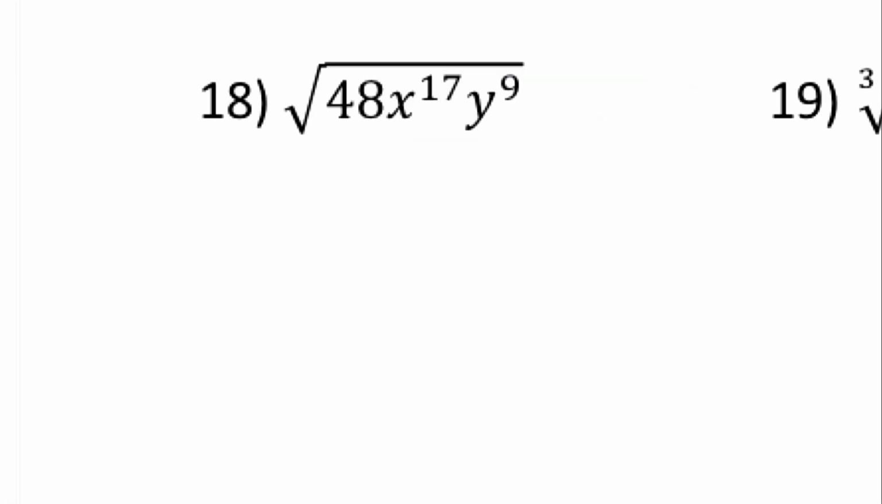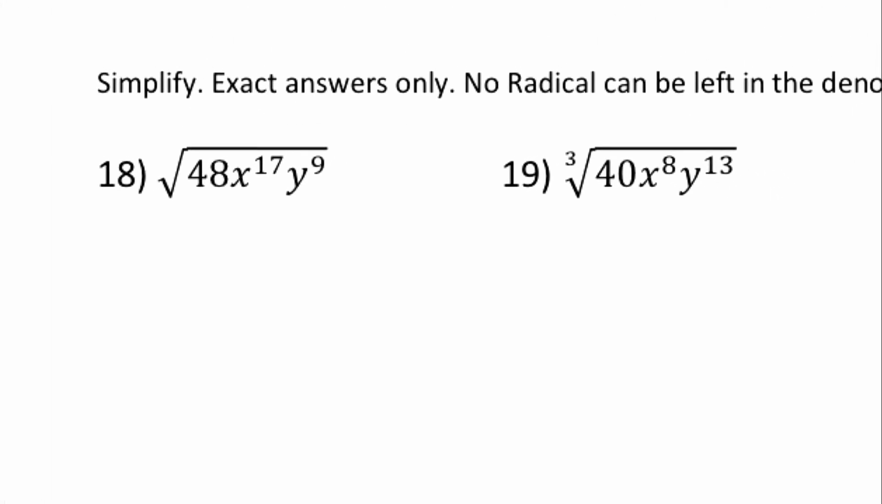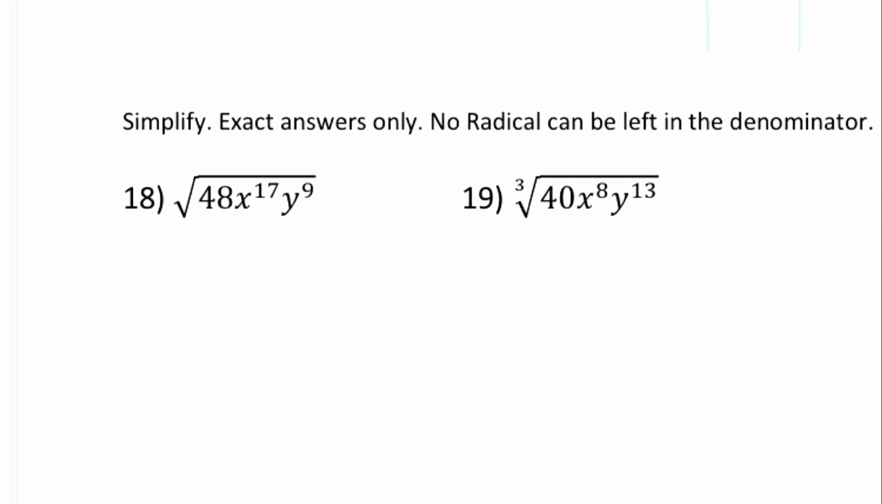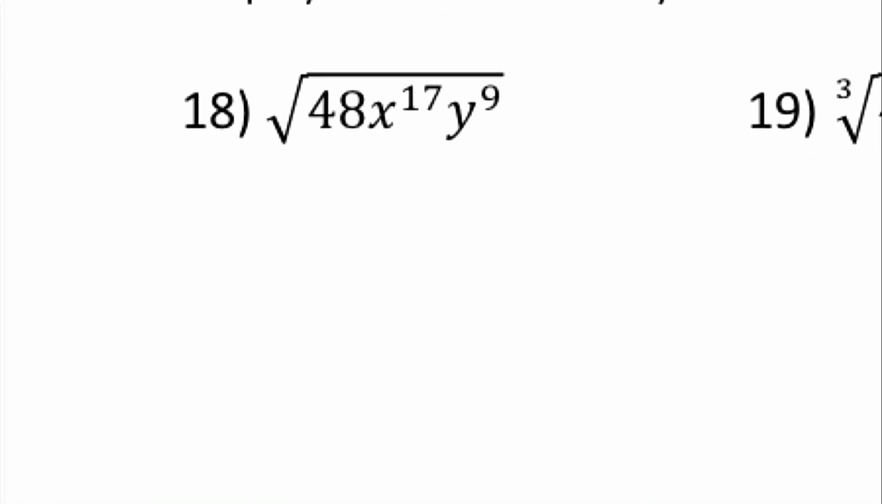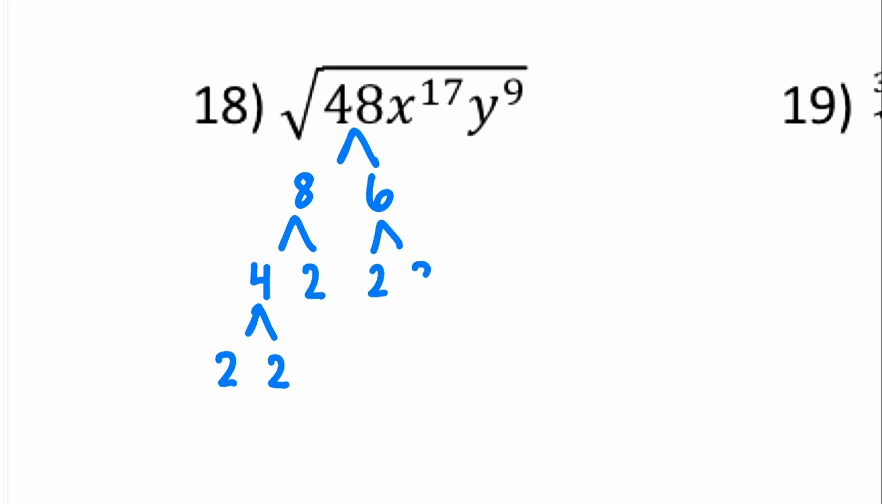Let's work through simplifying some radicals. The instructions say simplify exact answers only. No radical can be left in the denominator, which means that we'll have to rationalize when we get there. When we're solving problems like this, I like to work it out as a factor tree. So we know that 8 and 6 multiply together to give us 48. Then we get 4 and 2, 2 and 2, and then 2 and 3. We can go ahead and cross off any factors that we have broken down because they are no longer relevant.